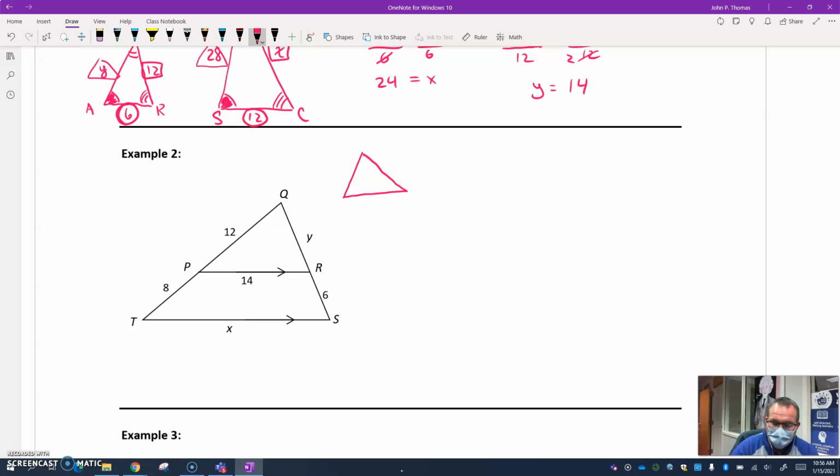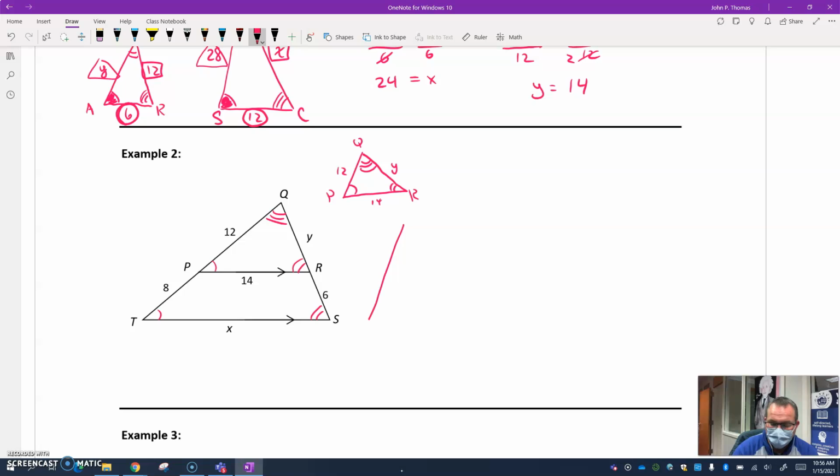What I notice is I've got parallel lines there, so I know those two are the same. Those two are the same. And this angle is shared, so it's in both triangles. So if I get my markings 1, 2, and 3, the little triangle would be P, Q, and R. And we'd have a 12, a 14, and a Y.